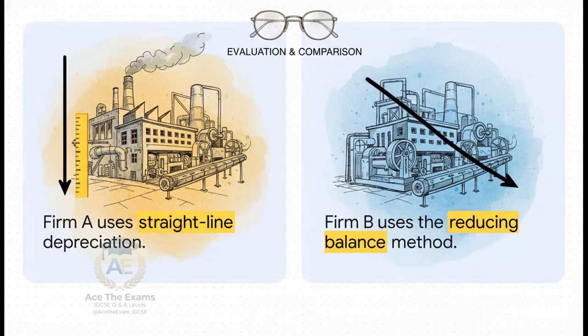Now, evaluation also means comparing different businesses, which is inherently tricky, right? Because differing internal policies can make a direct comparison super deceptive. It's like comparing apples to oranges. For instance, if firm A uses straight-line depreciation and firm B uses the reducing balance method, their asset values and profit margins are going to look entirely different on paper, even if, in the real world, they are performing exactly the same. You absolutely have to point these differences out to the examiner.